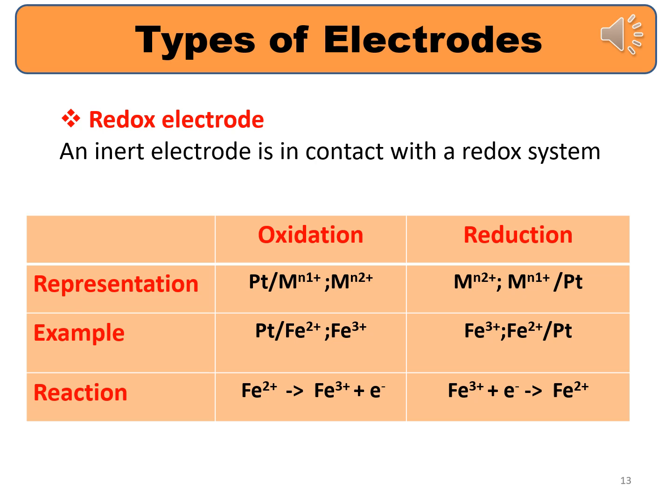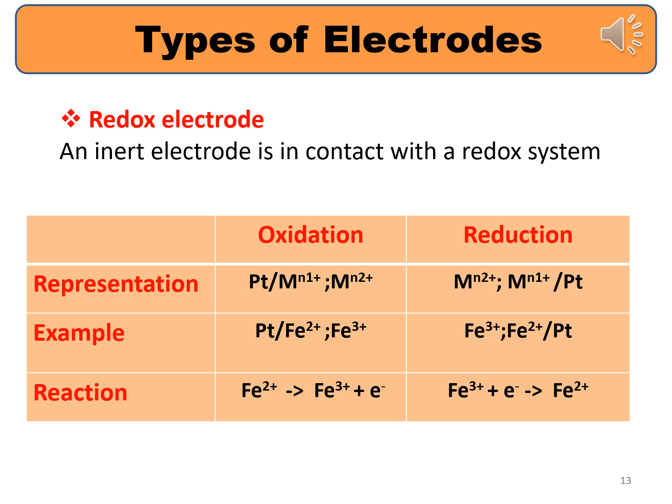The general representation used for a redox electrode is, for oxidation, platinum/Mn1 plus semicolon Mn2 plus, where Mn1 plus denotes the ion with lower oxidation state and Mn2 plus denotes the ion with higher oxidation state. For reduction, the general representation is Mn2 plus semicolon Mn1 plus/platinum.